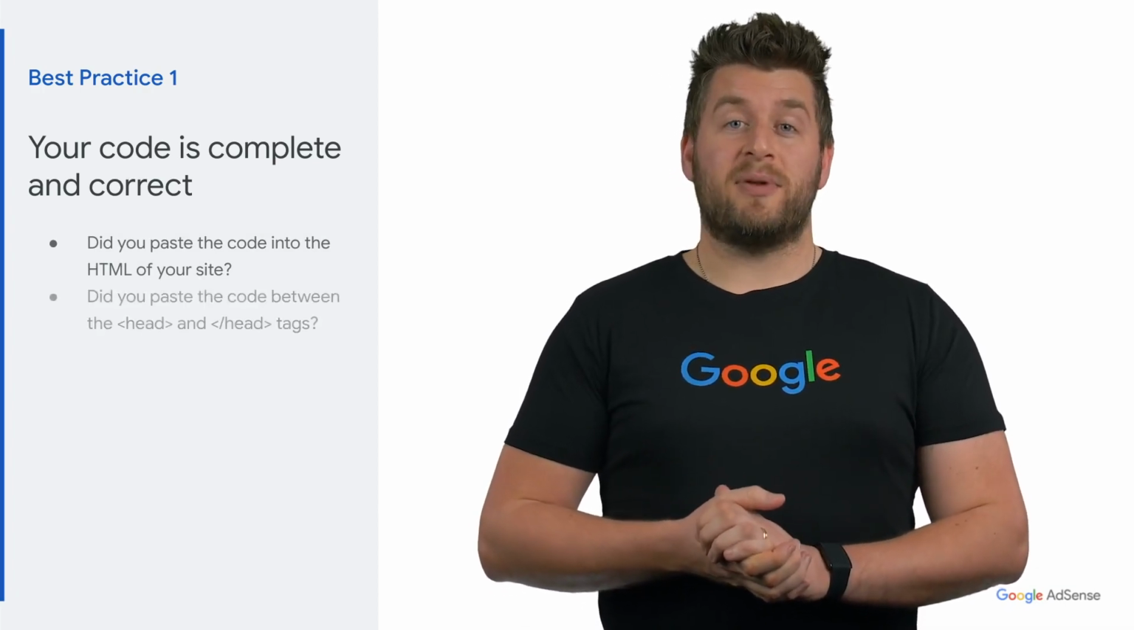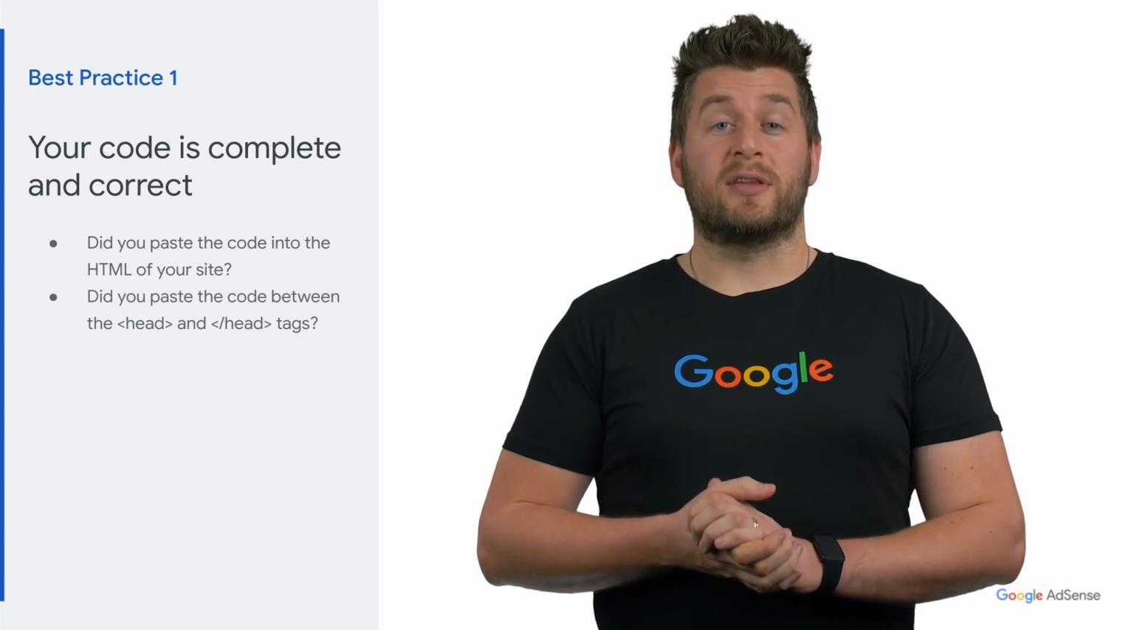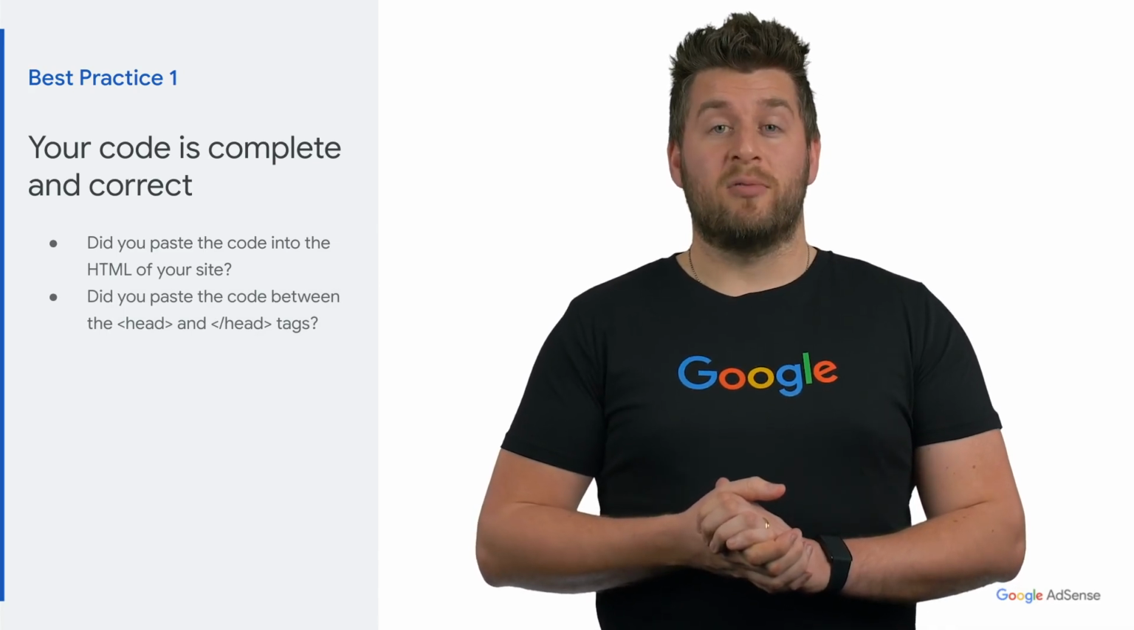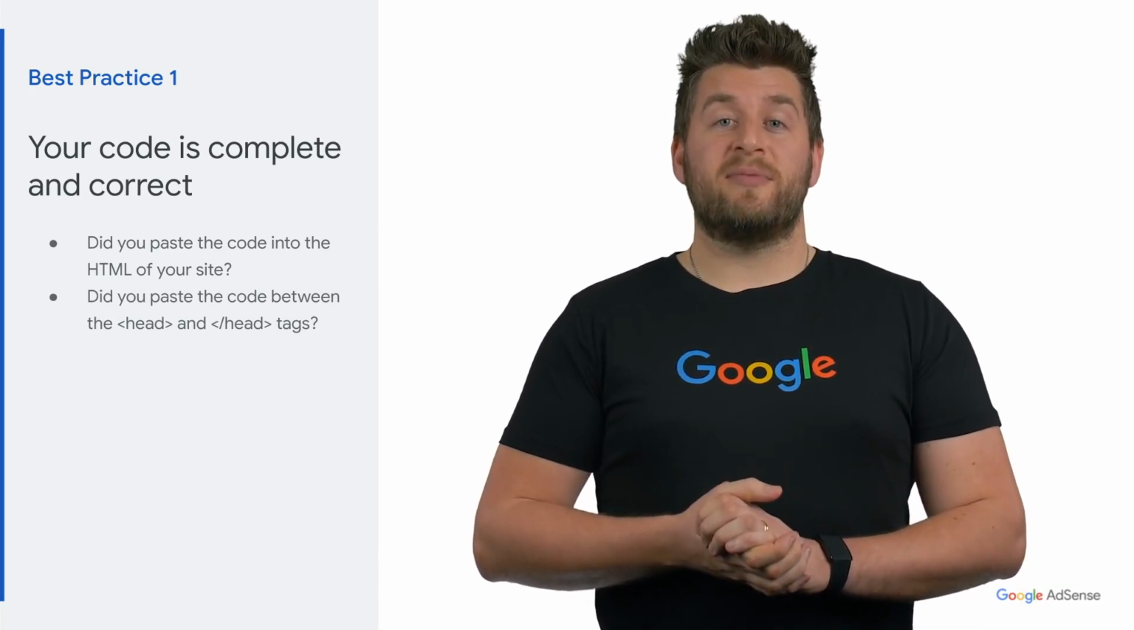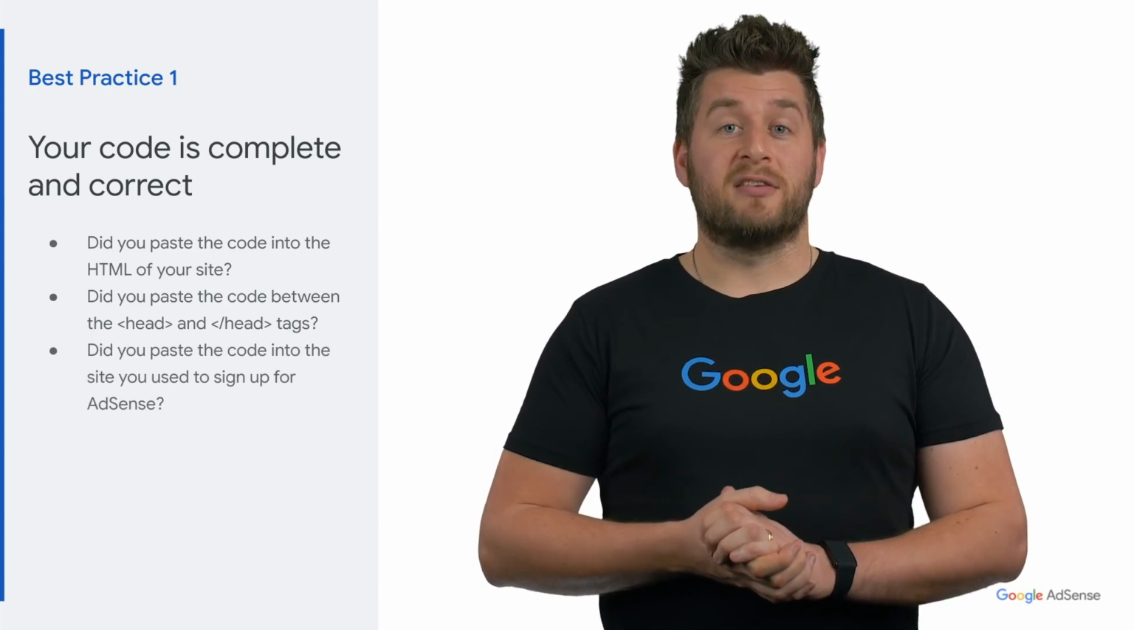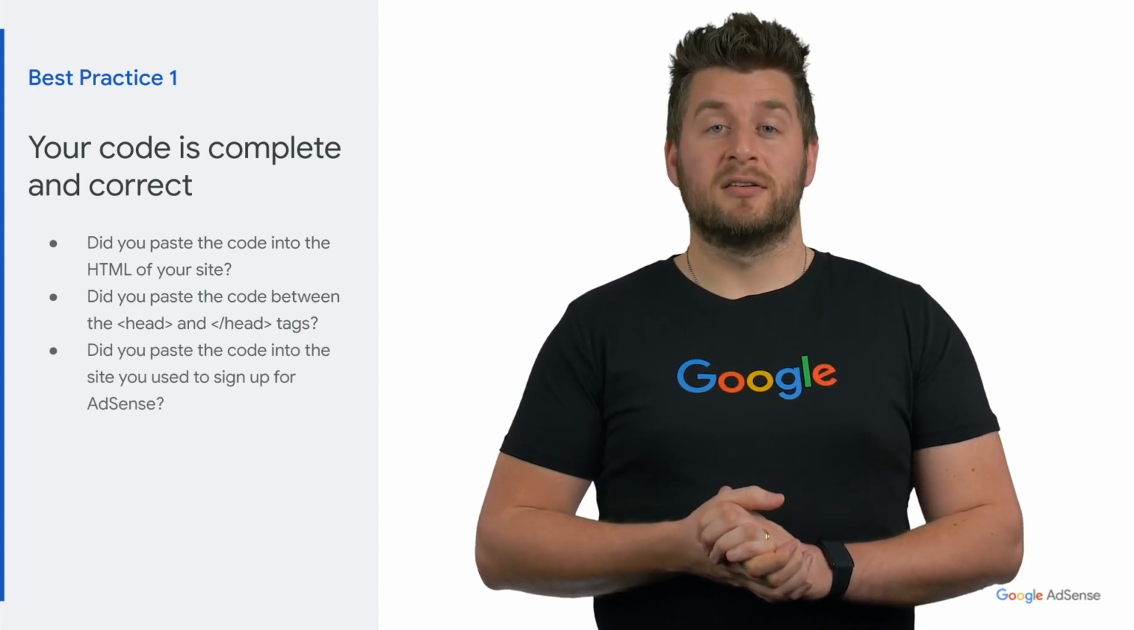So let's get started. The first best practice is to make sure your code is complete and correct. After you've generated the ad code, you will need to place the ad code into the HTML of your site. You need to place the ad code in the head tag or at the top of the body of your page without making any changes. Please make sure you've placed the code into the same site you've added in your AdSense account.